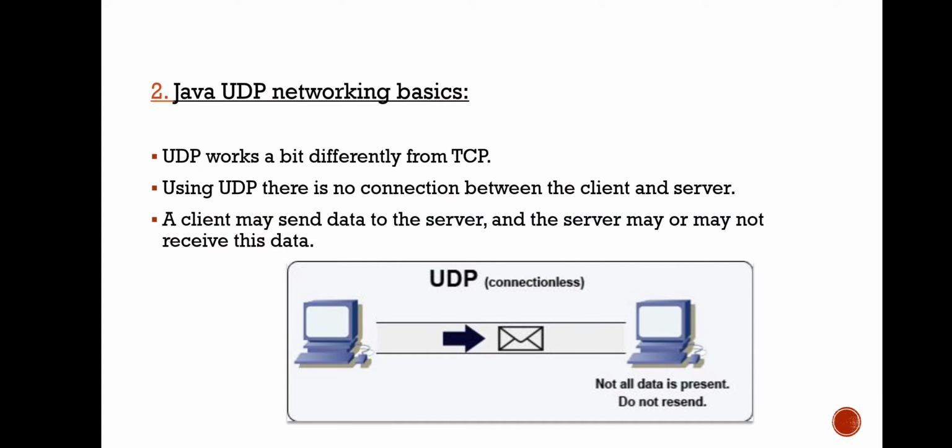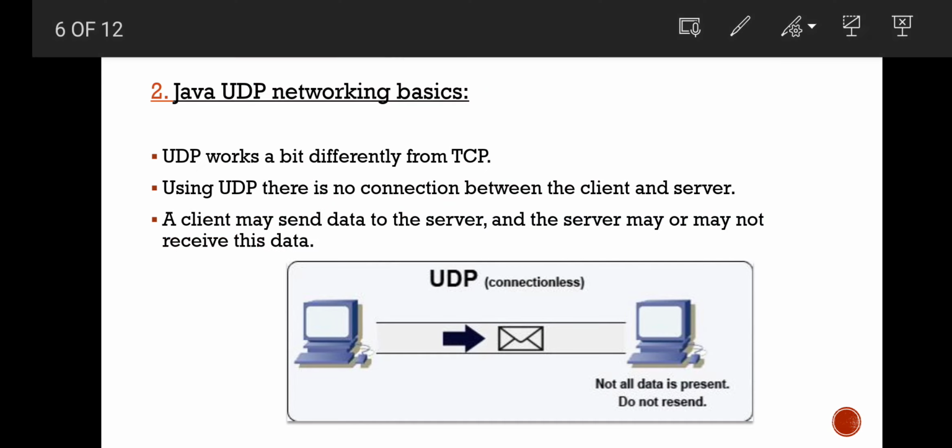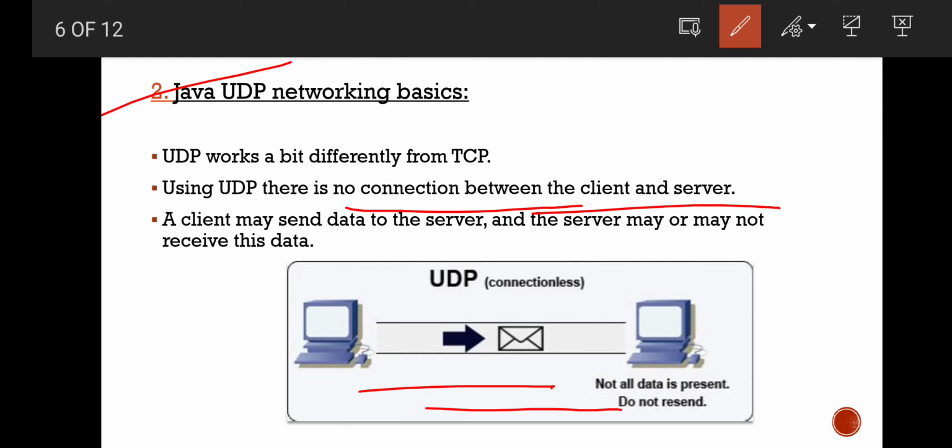So now we'll see Java UDP networking basics. This UDP is slightly different from TCP. UDP has no connection between client and server. So once the data from the server is sent, the data cannot be received again.